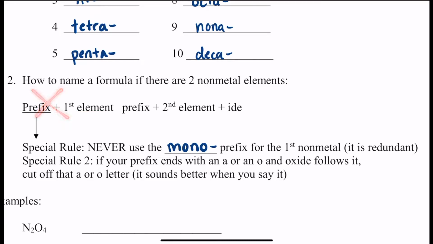If you have one of something, you just say the name of that and you have no prefix. The second special rule we have to keep track of is that if we ever have an oxide and the prefix ends with an A or an O, we will cut off that A or that O. It just sounds better when you say it, and when you search up the actual name of that chemical, you'll find that they often cut off the A or the O, 99% of the time.